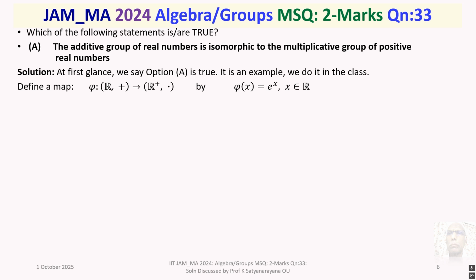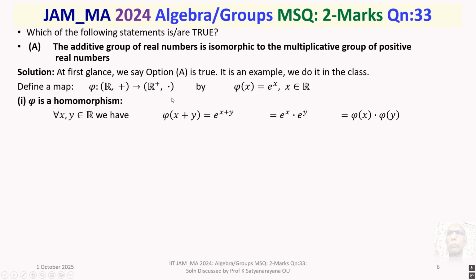Now it's very simple to show that phi is a homomorphism. For all x, y belongs to R, the domain, we have phi of x plus y is equal to e to the power of x plus y. That is equal to e to the power of x multiplied by e to the power of y. That is equal to phi of x into phi of y. Thus, phi is a homomorphism.